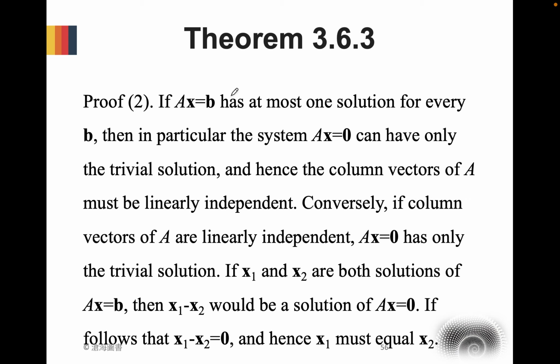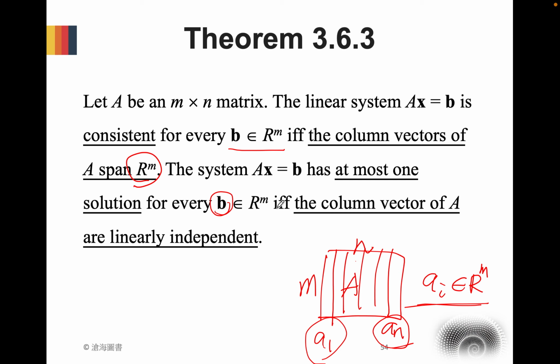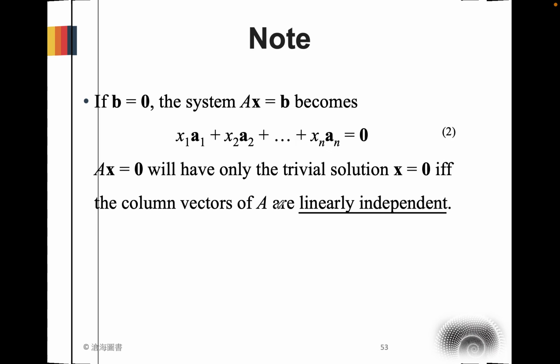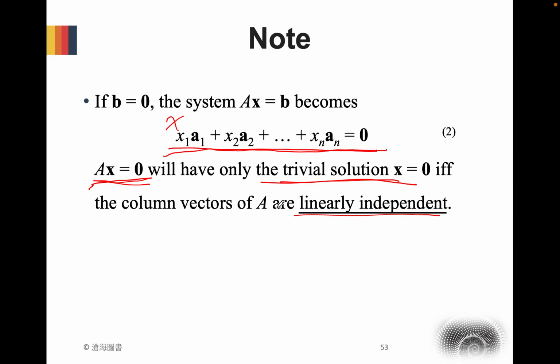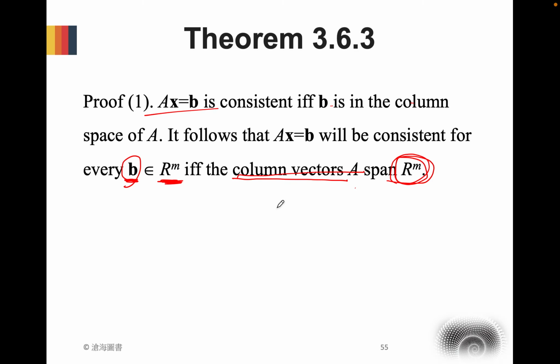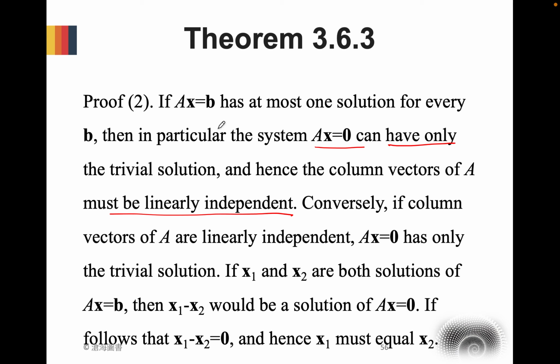If Ax equals b has at most one solution for every vector b, then in particular, Ax equals 0 can have only the trivial solution. If Ax equals 0 has only the trivial solution, then the column vectors of A must be linearly independent, just as we mentioned here. So we just use a special case to prove one direction.